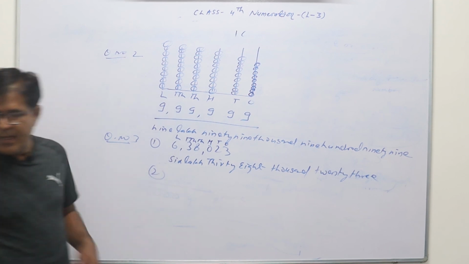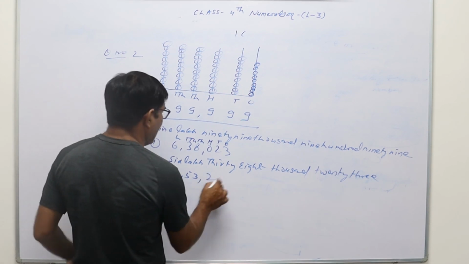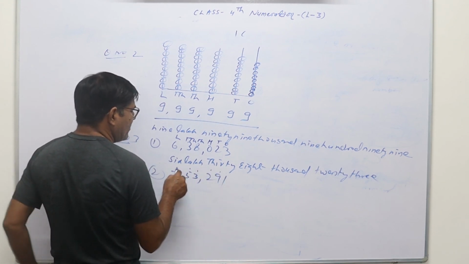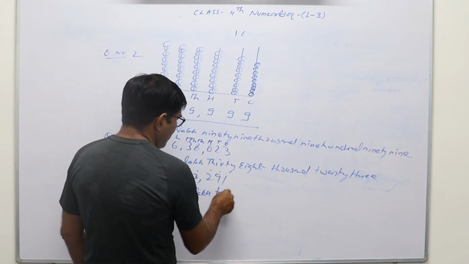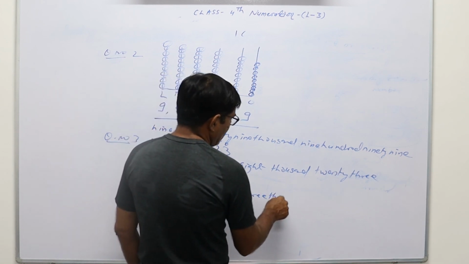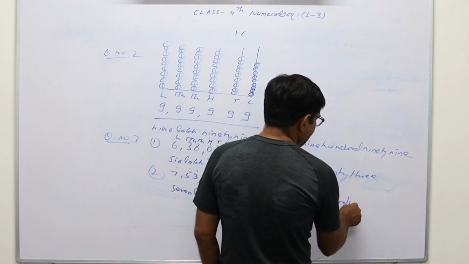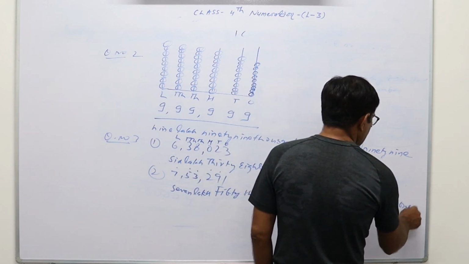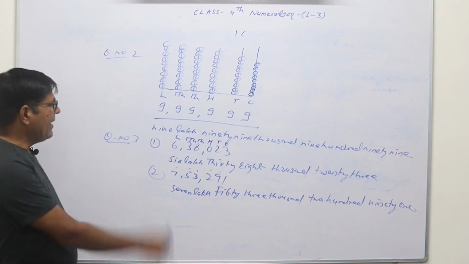Now the second is 7,53,291. How will we read it out? Ones, tens, hundreds, thousands, ten thousands, lakh. So 7 lakh 53,291. So in this way we can write the number and we can read the number.